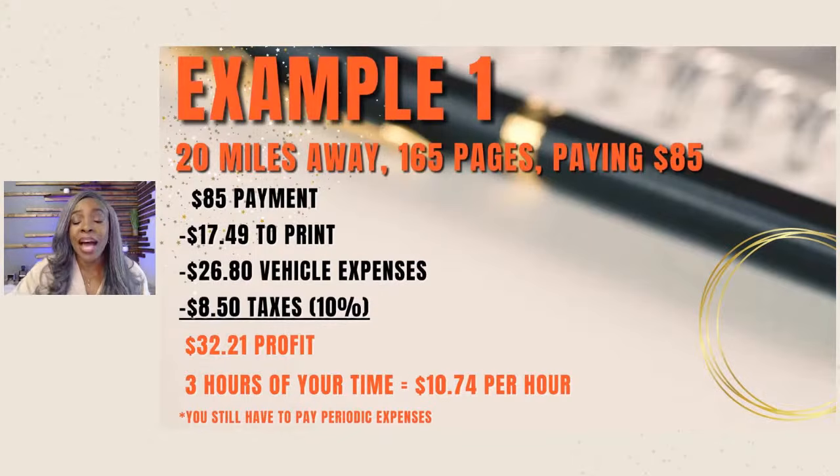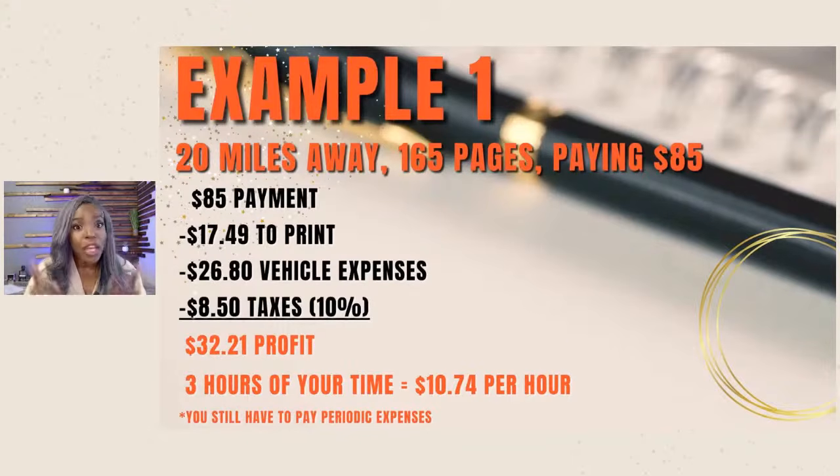And then we need to put aside 10% for taxes. So that's going to be $8.50. So that's 3 hours of your time. And your profit is $32.21. So let's divide $32.21 by 3 hours of your time. And that comes up to about $10.74 per hour. That's not terrible.